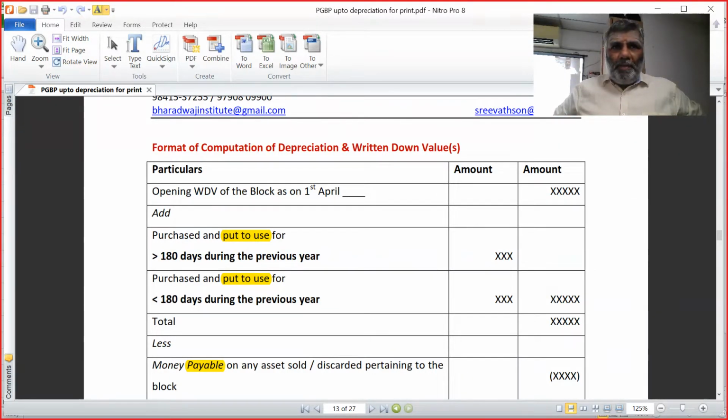Opening WDV, additions. We saw that the last year's closing WDV will be the current year opening WDV. One exception we will study in optional tax regime. Additions are bifurcated into 180 days or more, less than 180 days, based on the date of put to use. That is what is important.